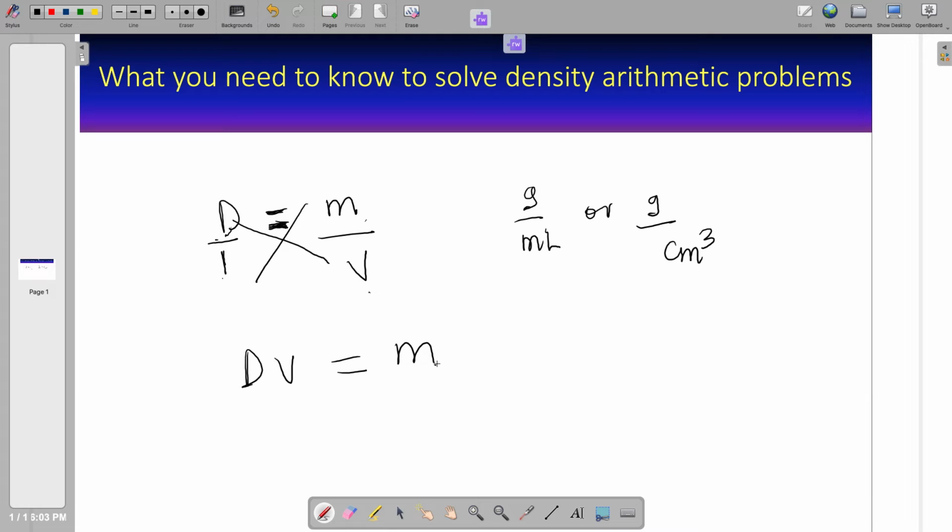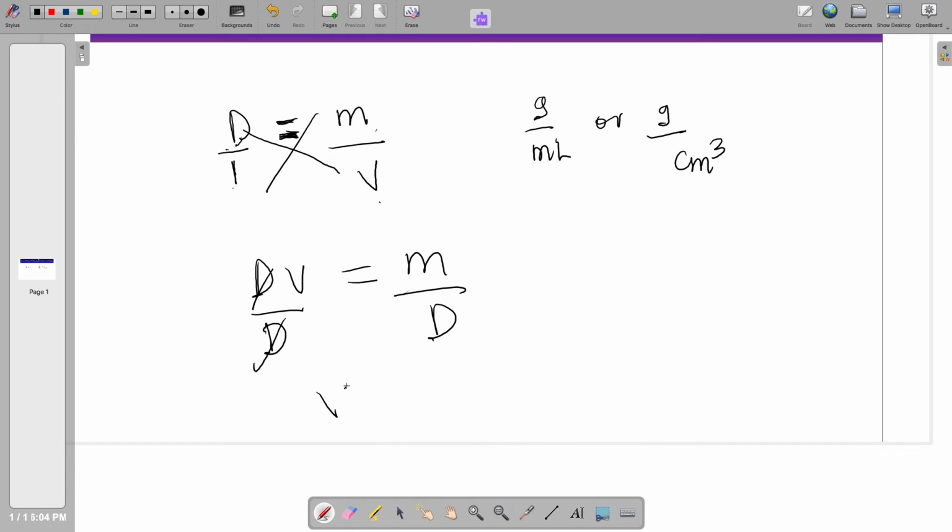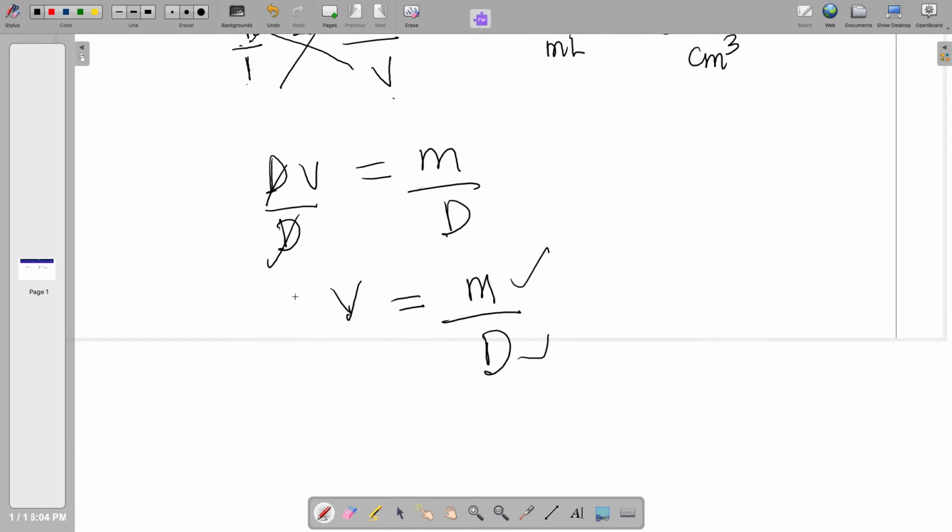Okay. Now, I want to isolate V. I don't want V to stand with density. This is a linear equation, so whatever I do to the left side of the equation, I do to the right side. So I divide here by D and divide here by D. D cancels D. So that means that my volume V is now isolated with respect to mass divided by density. If I know my density and I know my mass, I just divide and I get my volume. Okay.